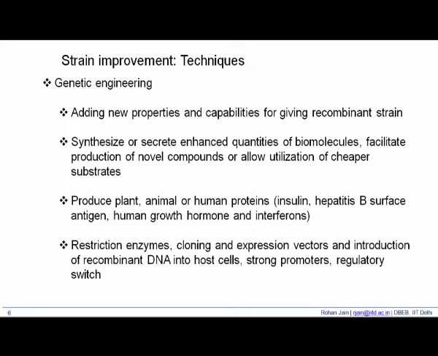As I said, we can engineer microorganisms to produce plant, animal or human protein. So, insulin, hepatitis B surface antigen. Insulin, you know, is used for diabetes. Hepatitis B surface antigen is used basically for vaccines. Human growth hormones help to avoid retardation. Interferons, we have discussed this molecule before also. So, you can engineer microorganisms to produce these things.